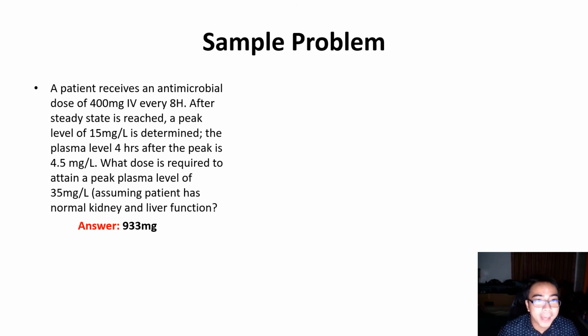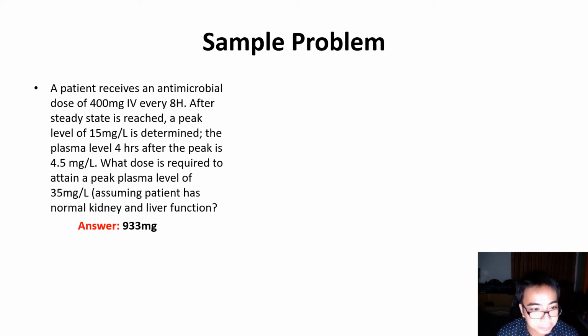If a patient receives an antimicrobial dose of 400 milligrams IV every 8 hours, now after steady state is reached, a peak level of 15 milligrams per liter is determined. The plasma level 4 hours after the peak is 4.5 milligrams per liter. What dose is required to attain a peak plasma level of 35 milligrams per liter, assuming that the patient has normal kidney and liver function?